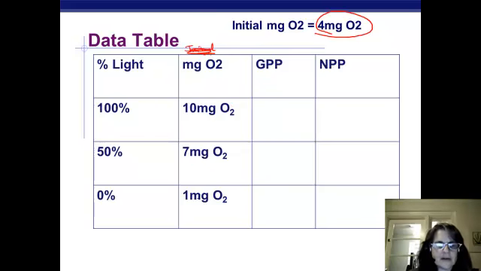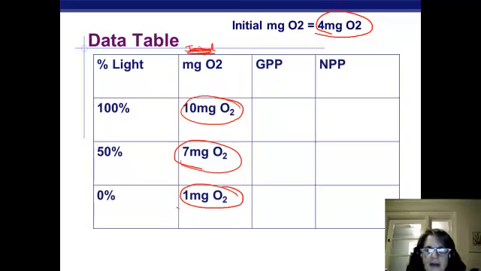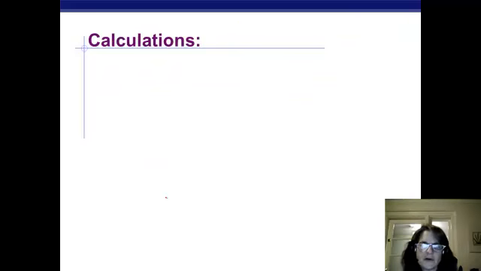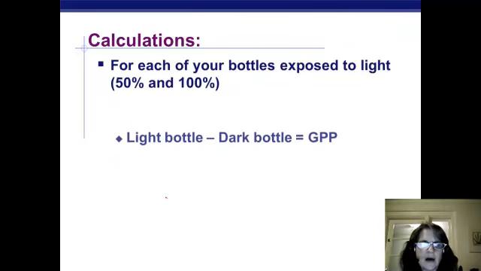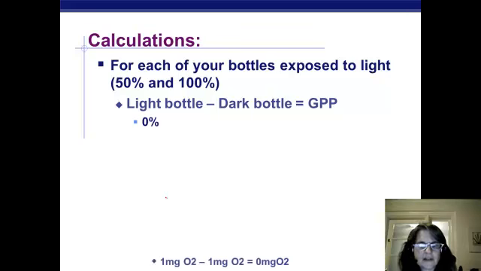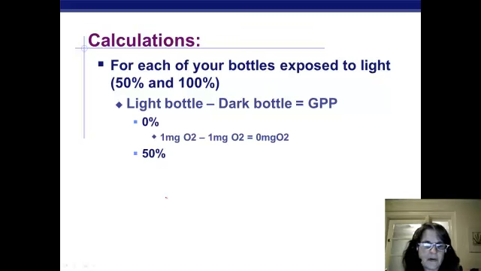So after 24 hours, in our 100% light we had 10, in our 50% light we had 7, in our 0% we had 1. So that means if we want to do our gross primary productivity, light minus dark is going to equal gross primary productivity. So in the 0% bottle, 1 minus 1, which is the dark bottle, so essentially we're doing a dark bottle minus dark bottle because we're calculating for the 0%, is 0.